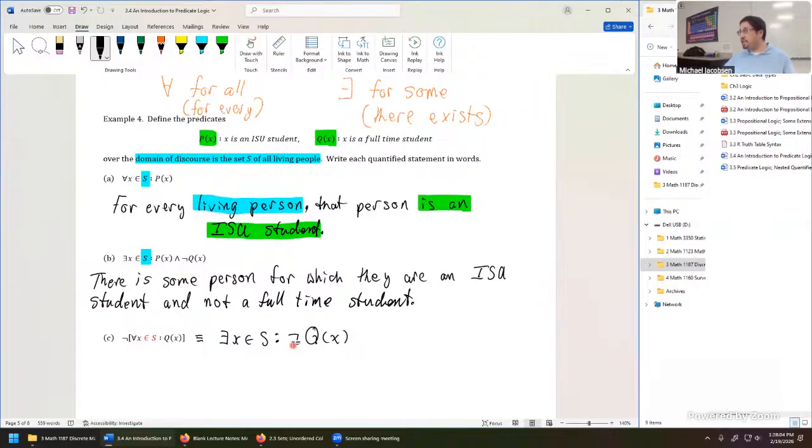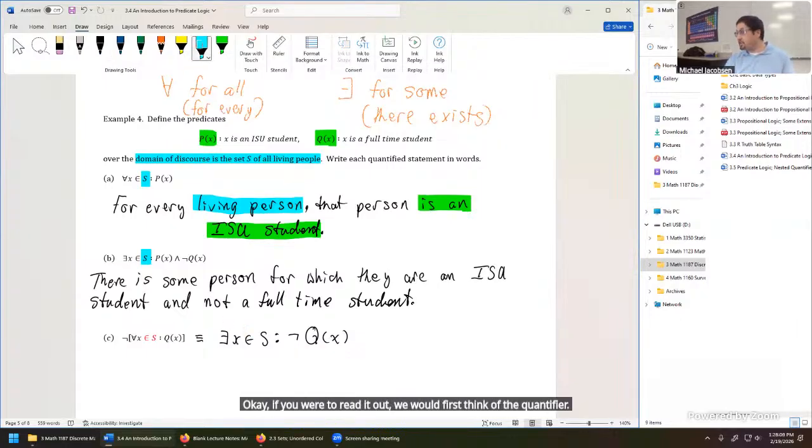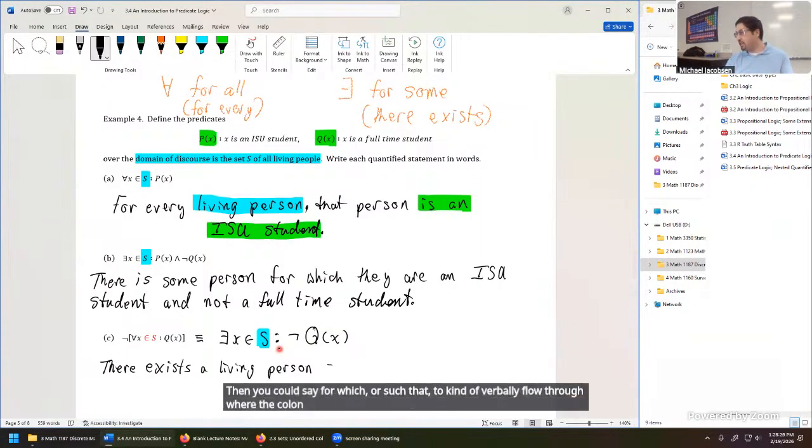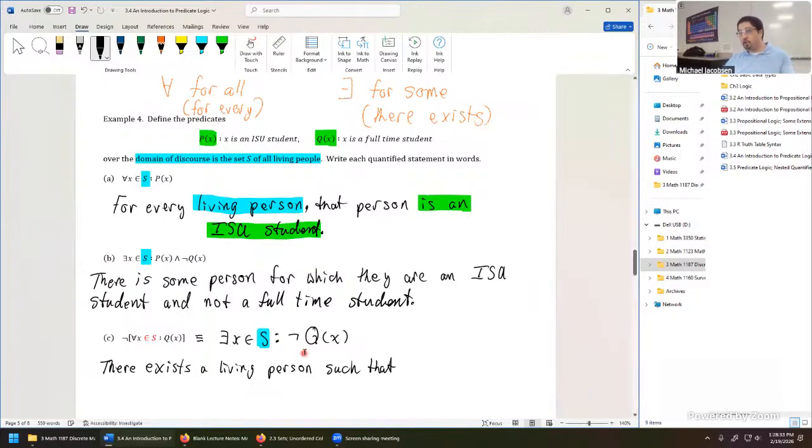Okay, if we were to read it out, we would first think of the quantifier, the domain of discourse as well, and start by saying, there exists a living person. Then you could say "for which" or "such that" to verbally flow through where the colon is. I'll go with "such that" not Q of X. That would be the statement.